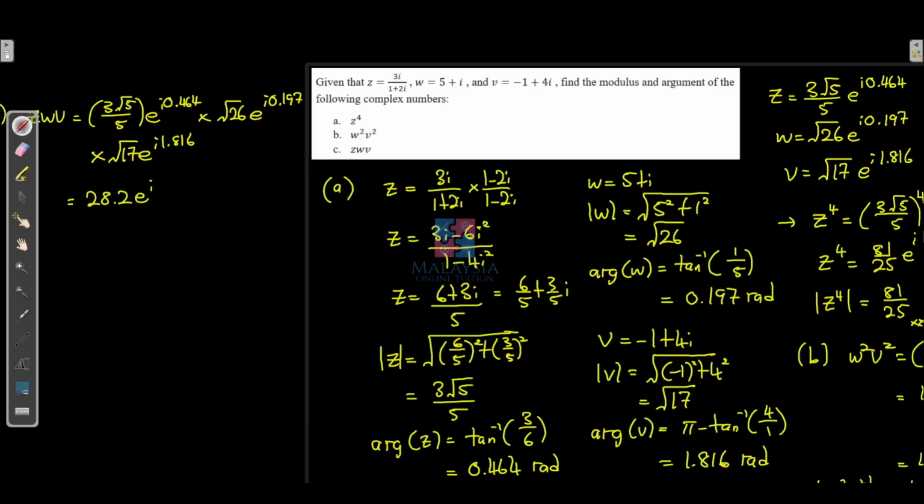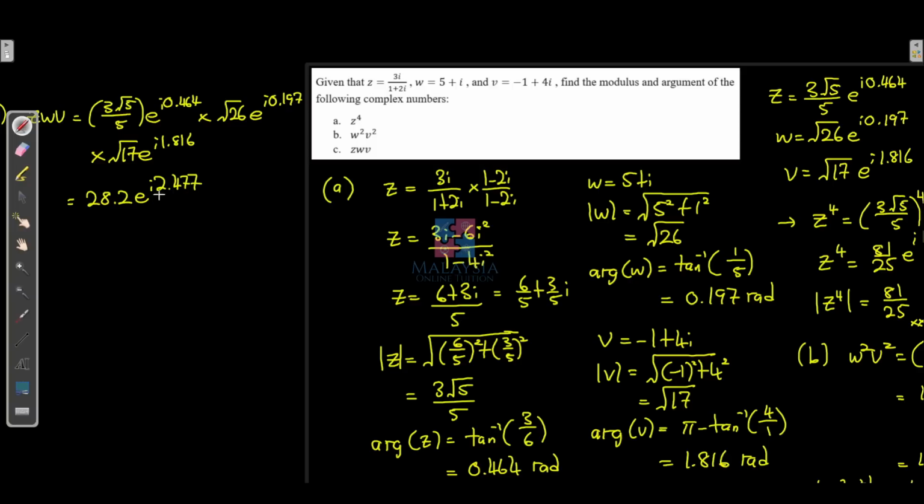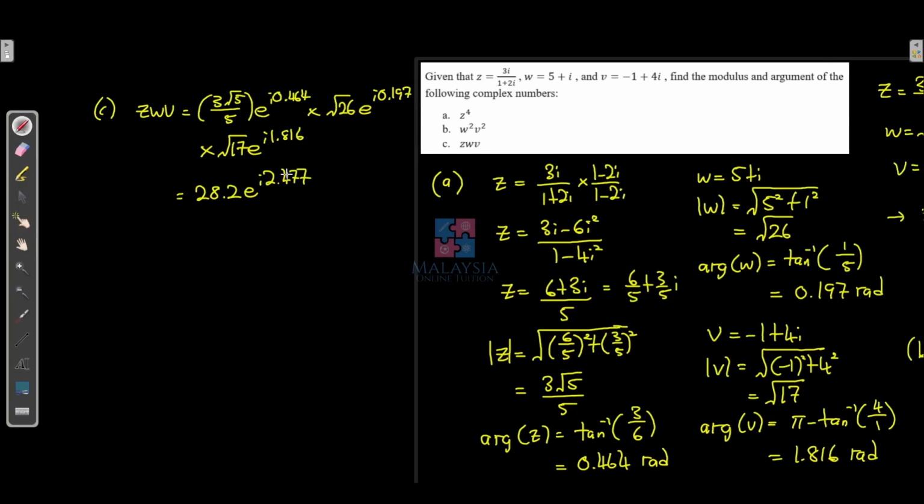And then for e^(i), we add the powers. So 0.464 plus 0.197 plus 1.816, we get 2.477. Okay, done. By the way, this is in the range that we need. So the modulus of zwv is equal to 28.2, and then the argument of zwv is going to be 2.48. And as usual, let's check the answer.